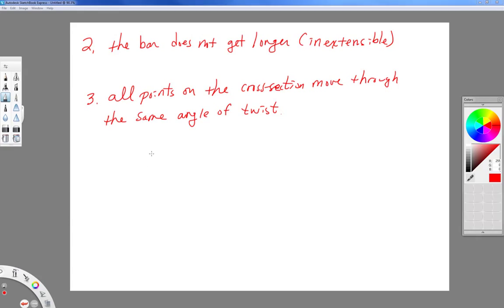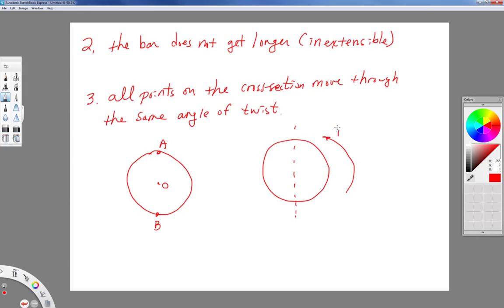So what I mean by that is, let's see if I can draw the cross-section. It's a circular cross-section, and we have the center of that circle, and we have a couple of points on the edge, maybe point A and B. When we apply a torque to this cross-section, the original line from A to B was straight up and down, but if I put a torque this way, then this line is going to move to this new position.